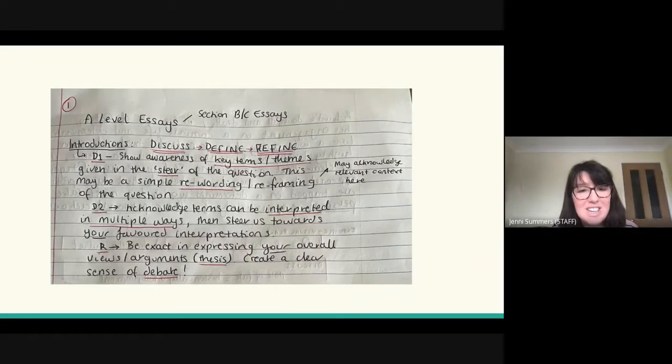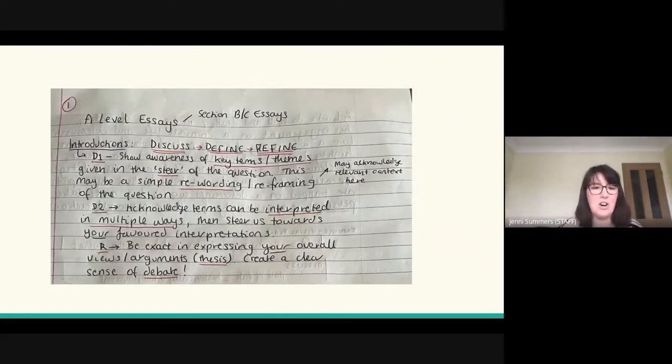Things are slightly different there because you're going to be much more focused on the extract and putting the extract in the context of the play as a whole. I've already put plenty of stuff up on that on Classroom, so please delve into that. Today I'm going to focus on sections B and C, particularly C, because I think that's something some students can find tricky. We've talked about it a fair bit, but the example I'm going to use is a section C. So, introductions: discuss, define, refine.